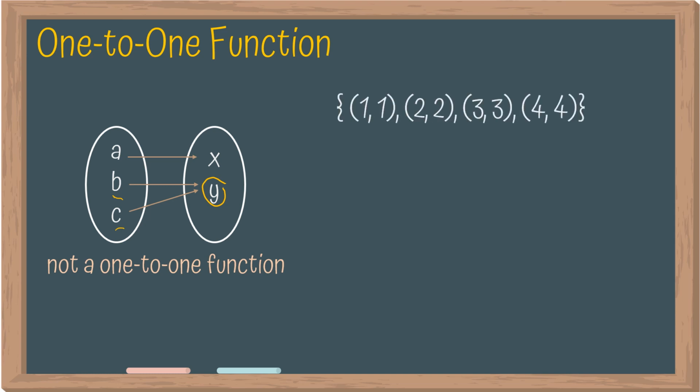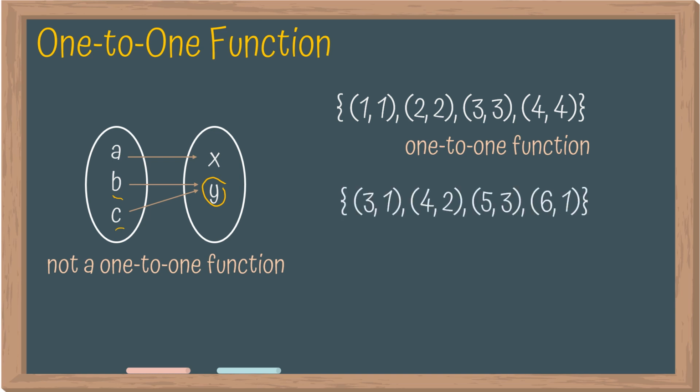Next example, we have a set of ordered pairs (1, 1), (2, 2), (3, 3), and (4, 4). In this set of ordered pairs, we can see that no element in the domain and even the range is repeated. Thus, this is a one-to-one function.